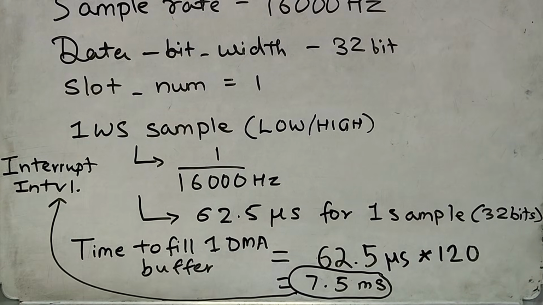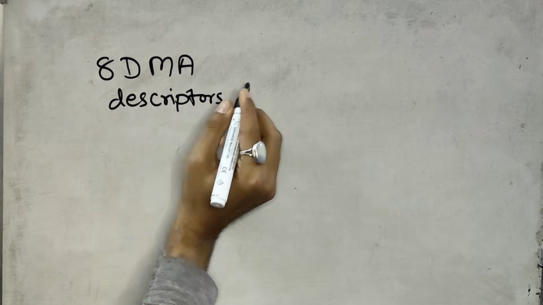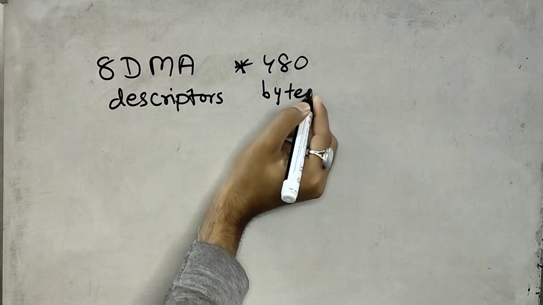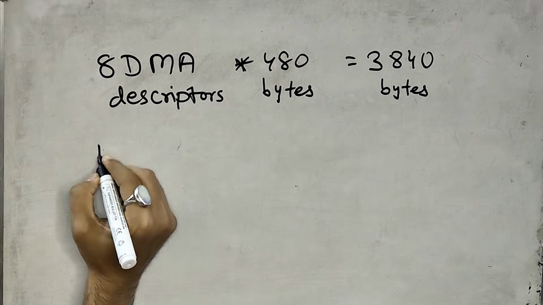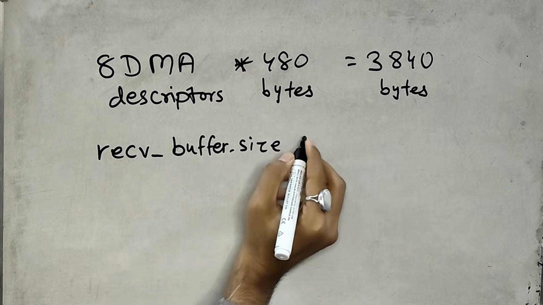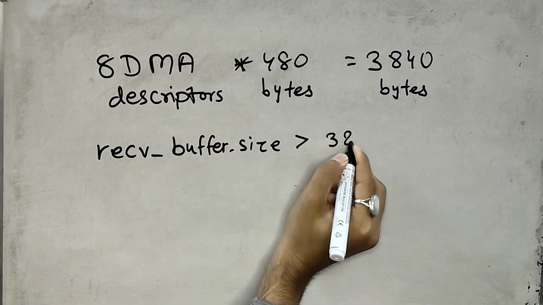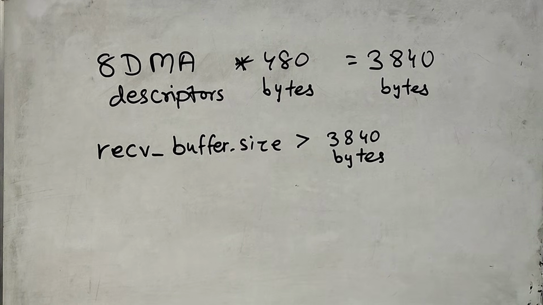Next, we have 8 DMA descriptors, and each DMA buffer is 480 bytes. So the total DMA memory becomes 8 times 480, equivalent to 3840 bytes. This means that if we want to drain all DMA buffers in a single call to I2S channel read, the application receive buffer must be larger than 3840 bytes. However, this is not mandatory.